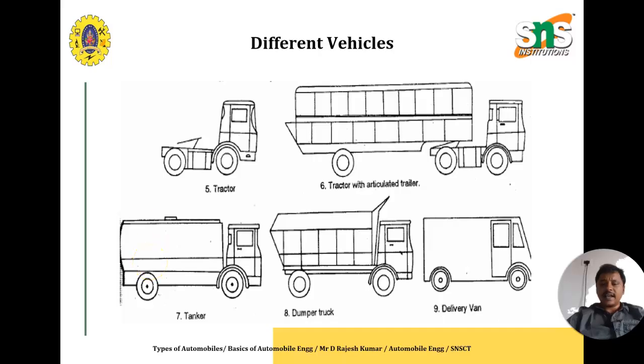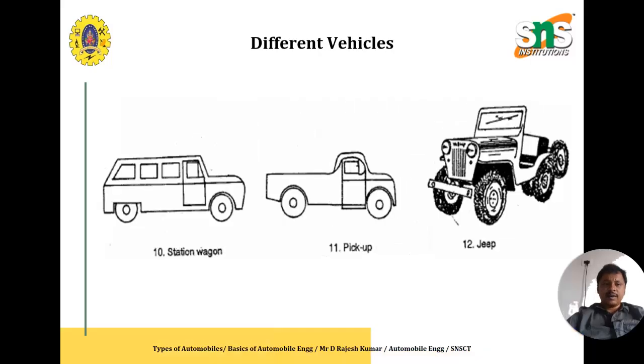Number 8 is the delivery van. The delivery van is used in the post office and similar places, to carry a container which is coupled with the driver compartment. That is a delivery van. Number 9 is the station wagon. This station wagon is used to carry more than 7 or 8 people. That is the station wagon.